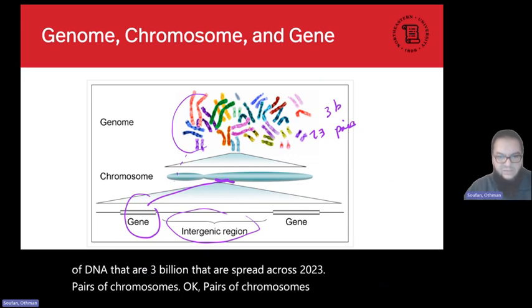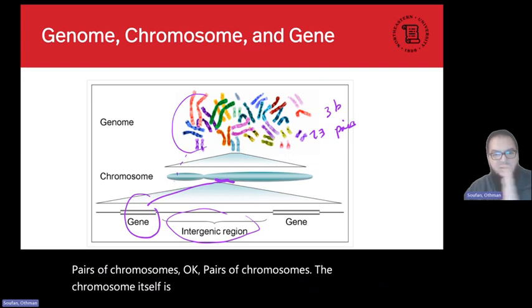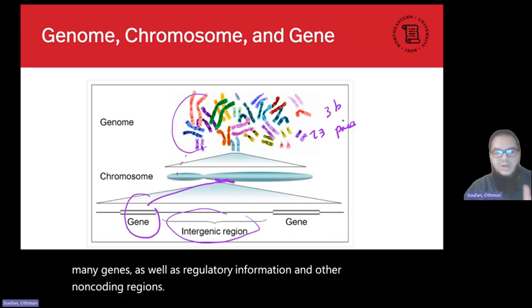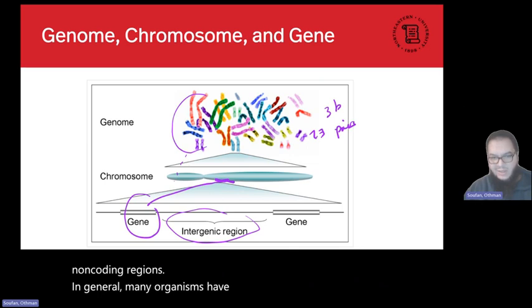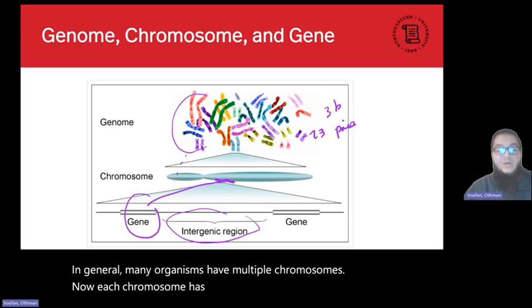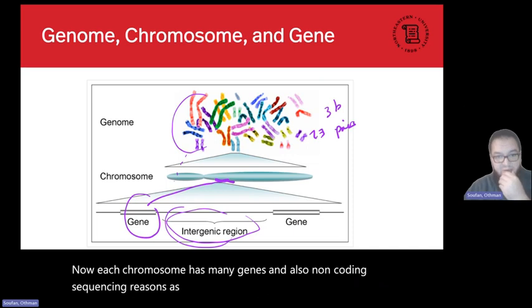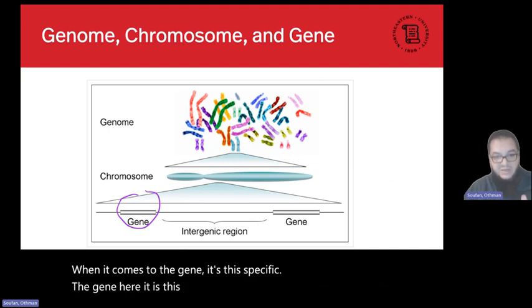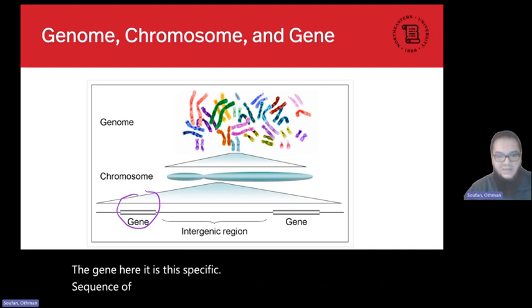The chromosome itself is a long and continuous piece of DNA. It has many genes as well as regulatory information and other non-coding regions. In general, many organisms have multiple chromosomes. Now, each chromosome has many genes and also non-coding sequence regions, as we see here in our picture. When it comes to the gene, it is a specific sequence of nucleotides in DNA or RNA.